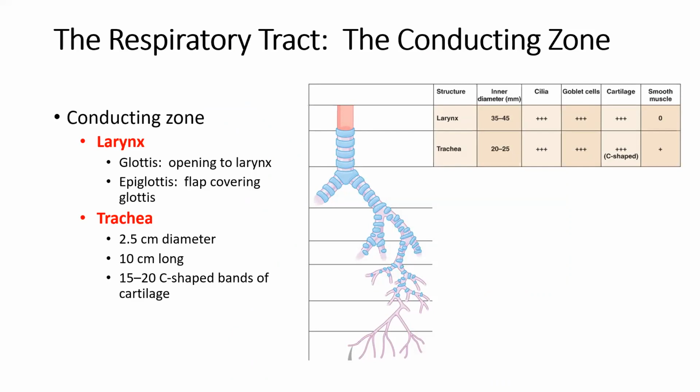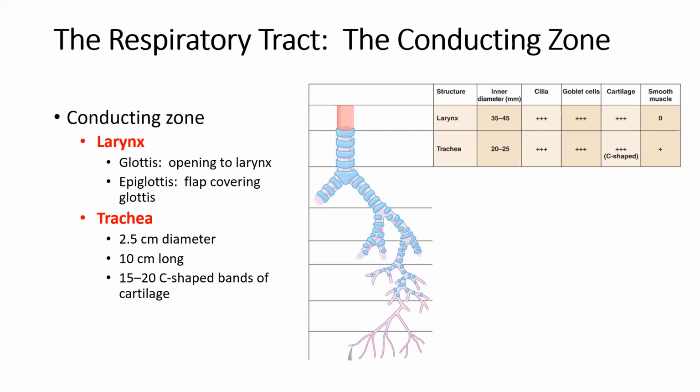Okay, getting more into the function as we go along here, the conducting zone, we said, is the first part of the respiratory tract. It includes the larynx, and the larynx is really the opening into the airway, right? That glottis, the glottis is what we describe as the opening or the laryngeal inlet. We sometimes call that opening, as well as the epiglottis. And we talked about these structures in lab, right? The epiglottis being that flap-like covering that protects the glottis when we are swallowing a bolus of food.